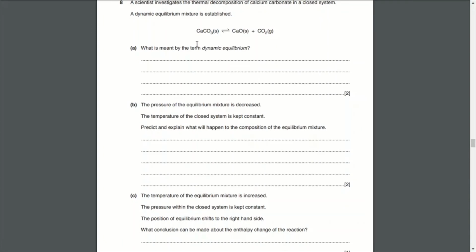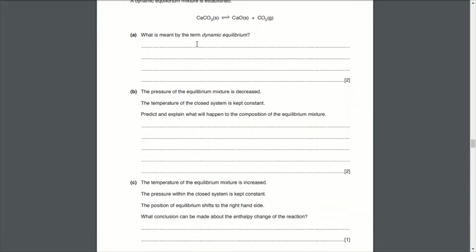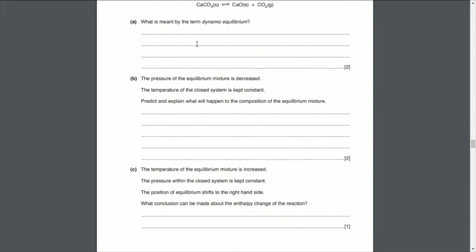Moving on to part B. The pressure of the equilibrium mixture is decreased, and the temperature of the closed system is kept constant. Predict and explain what will happen to the composition of the equilibrium mixture. Simply, the amount of carbon dioxide will increase, because there is gas on the right side and not on the left side. That's all about this answer. It was a simple one.